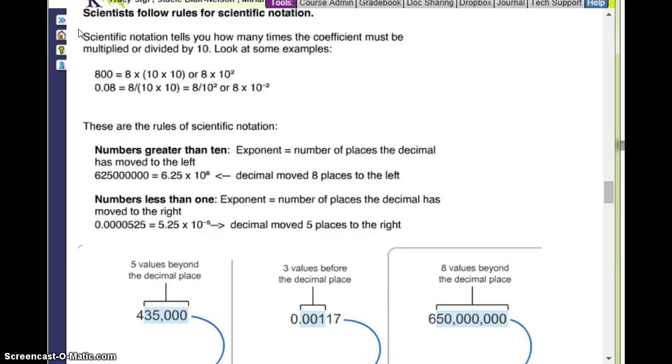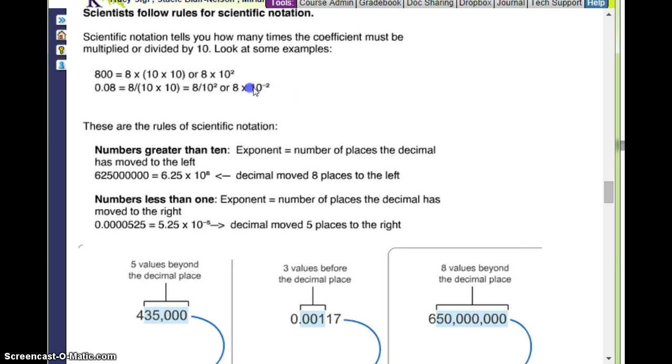Scientists follow rules for scientific notation. Scientific notation tells you how many times the coefficient must be multiplied or divided by 10. In other words, we're just moving the decimal. That's what dividing or multiplying by 10 does. It moves the decimal. Let's look at some examples. 800 equals 8 times 10 times 10, or 8 times 10 squared. 0.08 equals 8 divided by the quantity 10 times 10, or 8 divided by 10 squared, or 8 times 10 to the negative 2. So it's all the same.